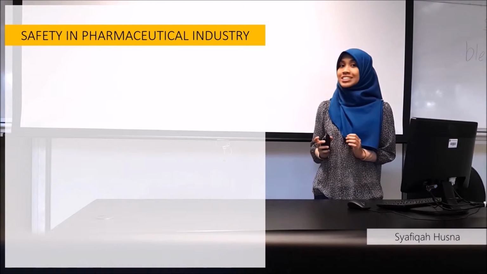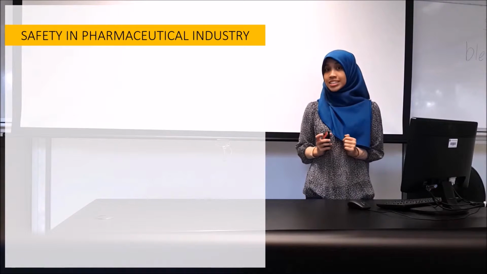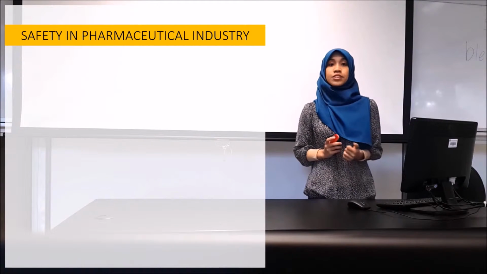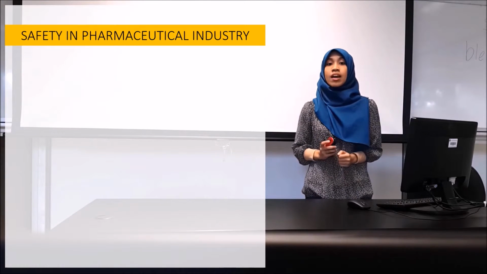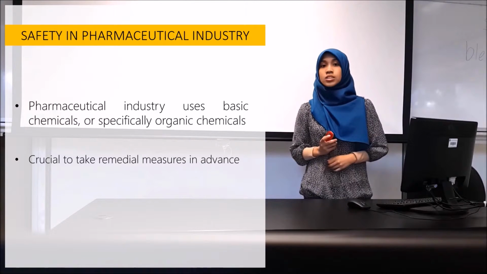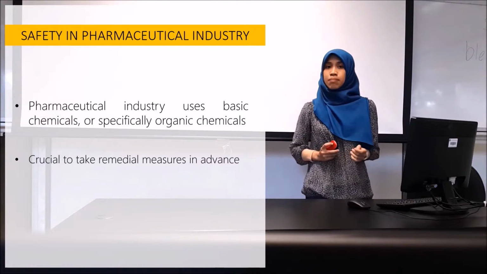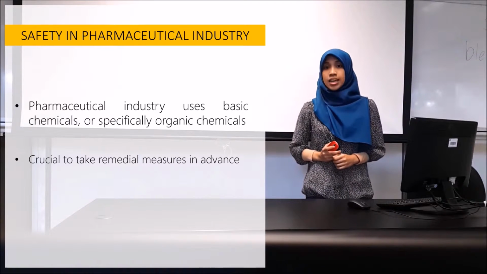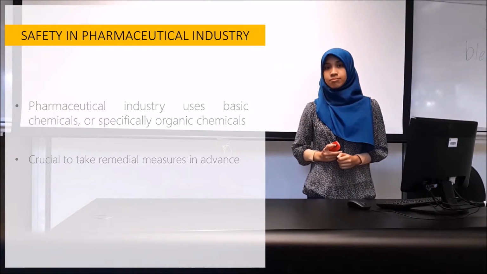Hello everyone, I am HUSNA and today I would like to tell you about safety measurements of pharmaceutical industry. In order to keep and maintain the plant and the technology as safe as possible, safety measures and precautions need to be taken care of very seriously. Pharmaceutical industry uses a large number of bases, chemicals or specifically organic chemicals in order to produce bulk drugs and drug intermediates. So it is crucial to take remedial measures.